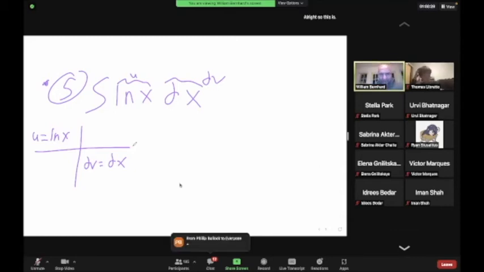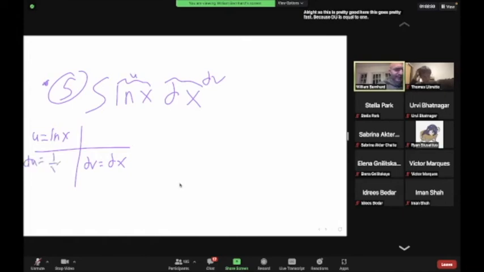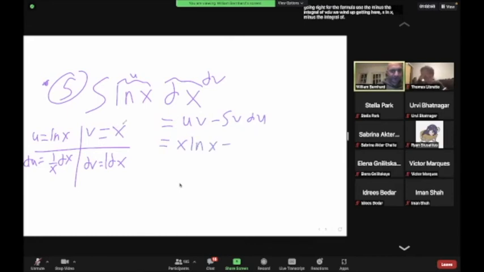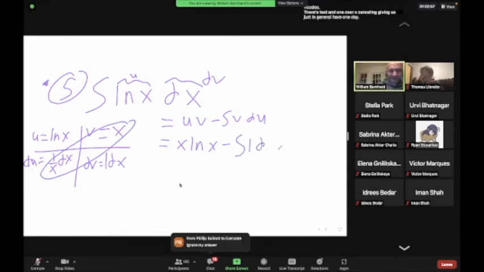All right, so this is pretty good here. This goes pretty fast because du is equal to 1 over x dx, and then the antiderivative of 1 is just x. So going right for the formula uv minus the integral of v du, we wind up getting here x ln x minus the integral of Voodoo. When you do the Voodoo, there's x and 1 over x canceling, giving us just the integral of 1 dx. Coming up with x ln x minus x plus c.